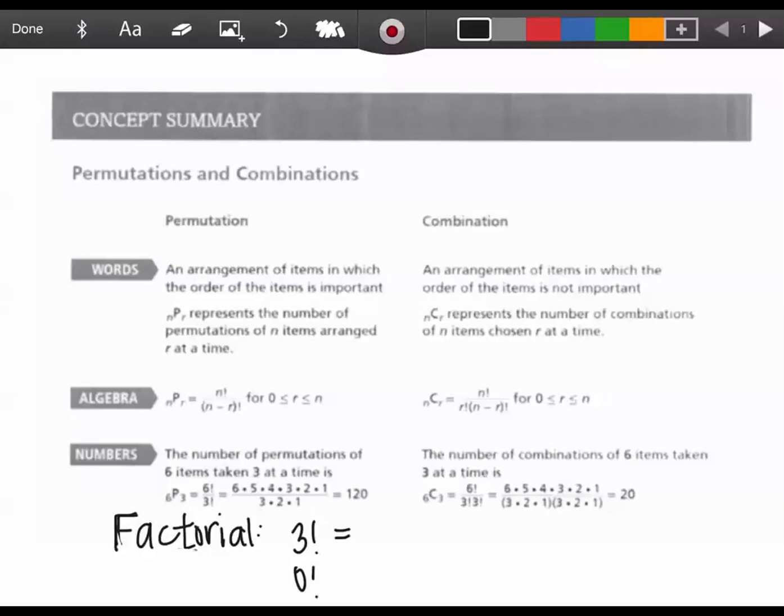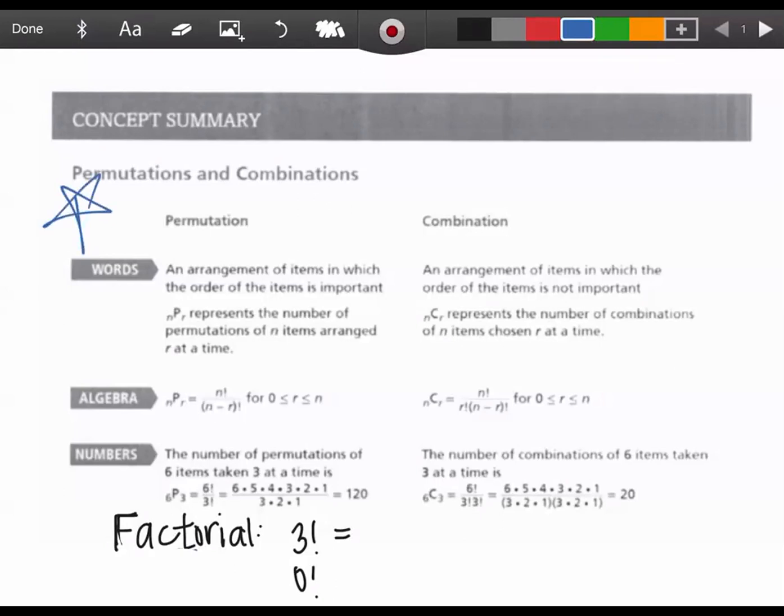In this video, we are going to talk about permutations. On this concept summary, we have a summary of permutations and combinations. I'm going to talk a little bit about combinations, but those are going to be problems for the next video. Mainly for this video, we are going to focus on permutations.